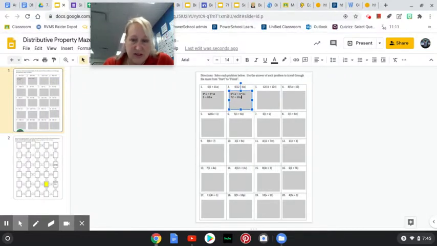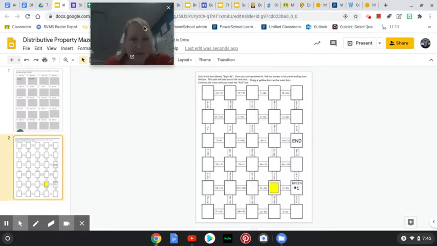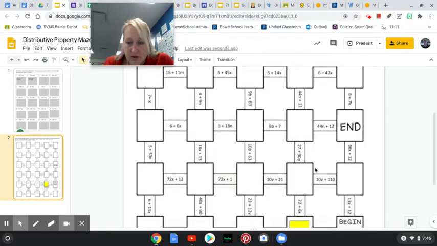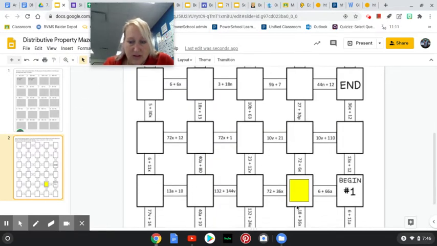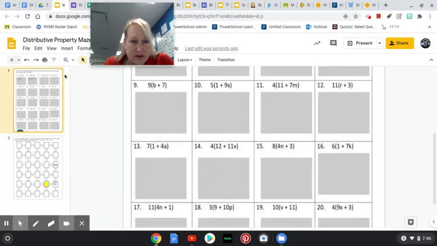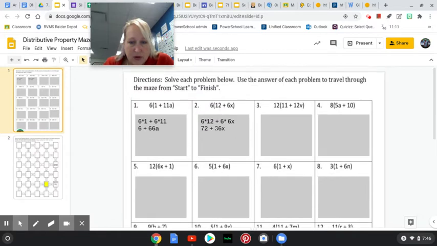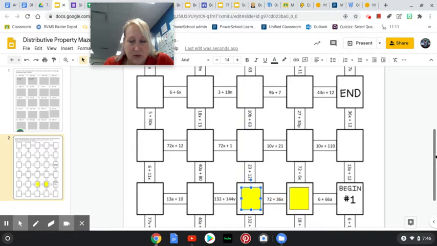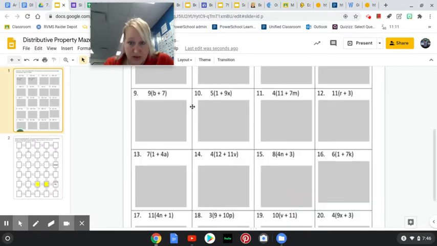is 36x. Okay, so go back over to our maze. If you are like me and can't see, you will go to where your square is, and we're looking for 72 plus 36x. So 72 plus 36x, I'm going to drag a box right over to where it goes. Then we'll do it again.